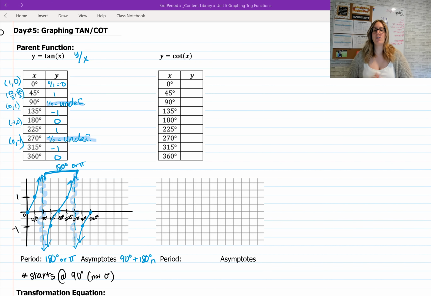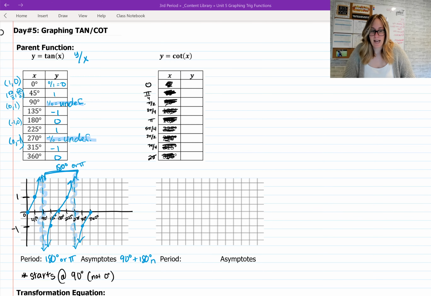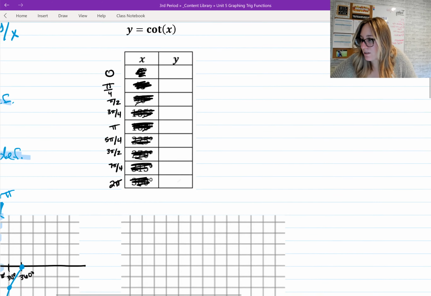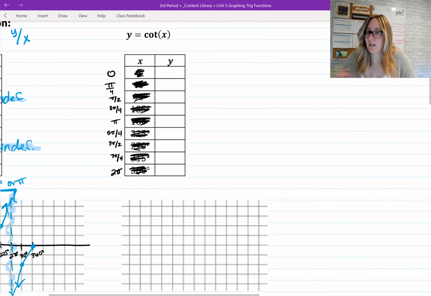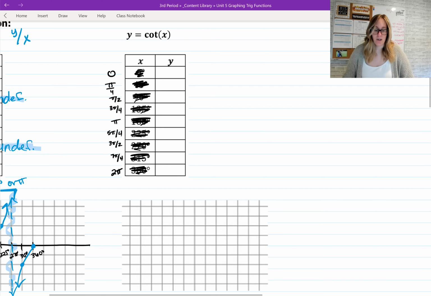Okay, so that's tangent. Now we're going to do cotangent. I don't know why I did this, but I'm going to fix it really quick. I wanted to do this one in radians, just to give us a degree and radian comparison. So I went ahead and just wrote in the radian values. We can zoom in a little bit if that helps. I took out the degrees and wrote in the radians.